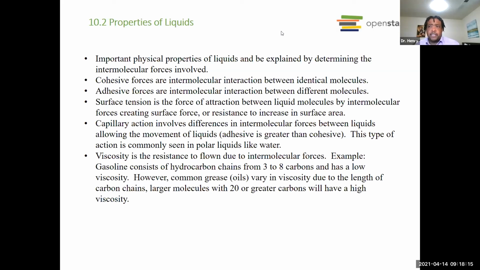You guys know about viscosity. So viscosity is just basically the measurement of the resistance of flow. And then that's going to be a result of those forces as well too.